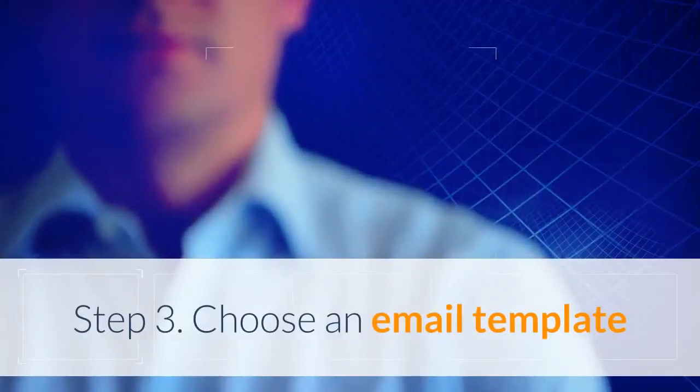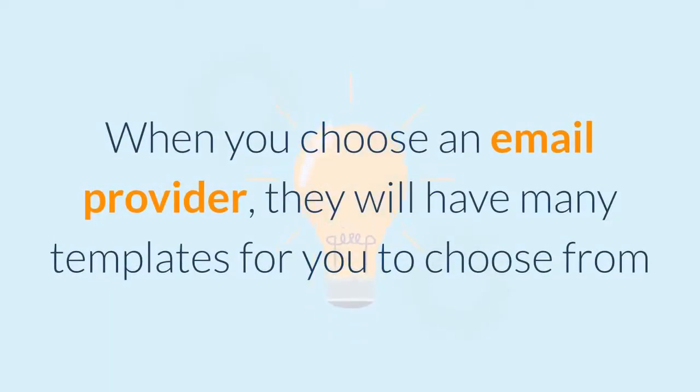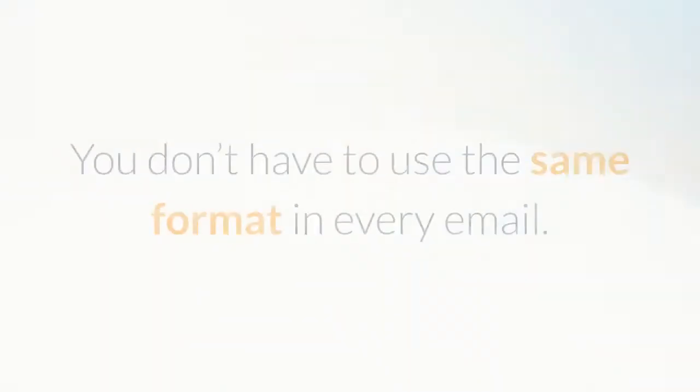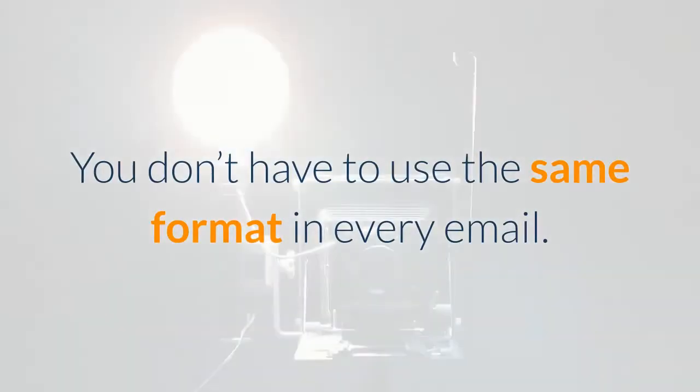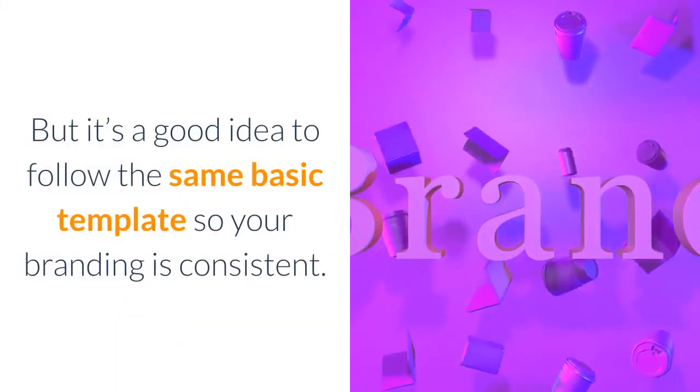Step number 3, choose an email template. An email template helps you create a professional newsletter without having any knowledge of code. When you choose an email provider, they will have many templates for you to choose from, or you can customize one for your own purposes. For the template, you don't have to use the same format in every email, but it's a good idea to follow the same basic template so your branding is consistent.